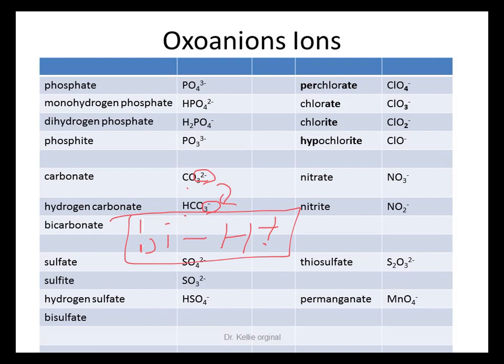We can use that bi principle not just with carbonate, but we can also see it with our sulfate and our sulfite. For example, we could have hydrogen sulfate or bisulfate. We could have hydrogen sulfite or bisulfite. So be aware of that prefix bi and 2 different ways to name that compound.